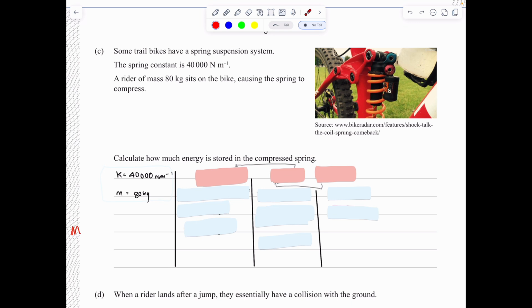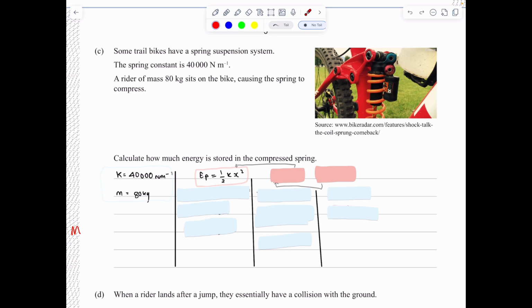So when looking at your resource sheet, what is an equation which works out energy and involves K, which is what we have been given so far? It seems like this equation over here, okay? E for energy. So to work out the energy stored in the spring, I need not only K, but I also need X, which I don't have at the moment. So I can't use this equation just yet. What equation will allow me to work out X?